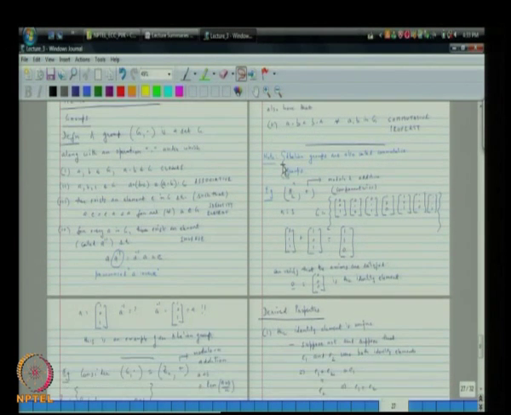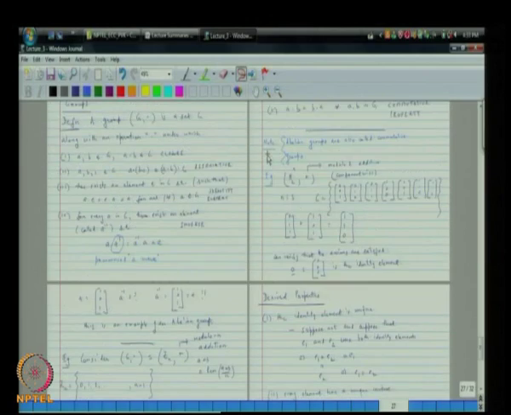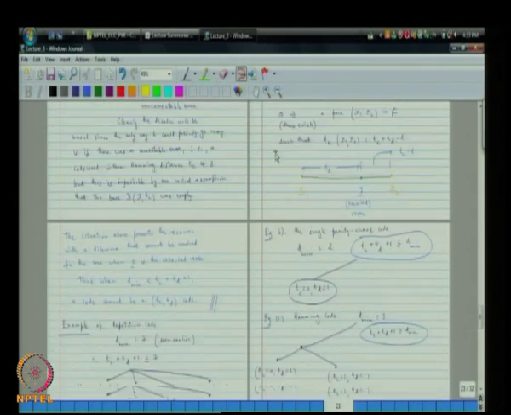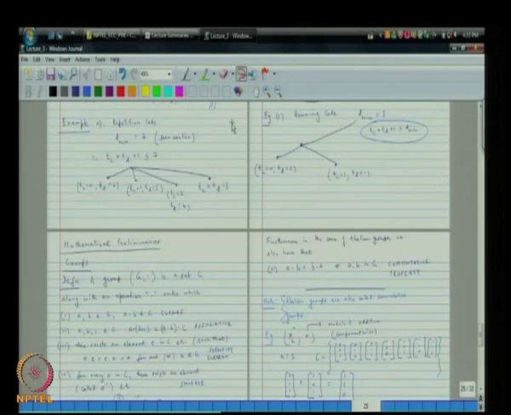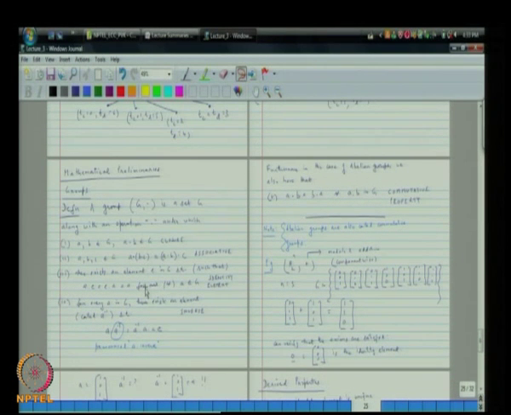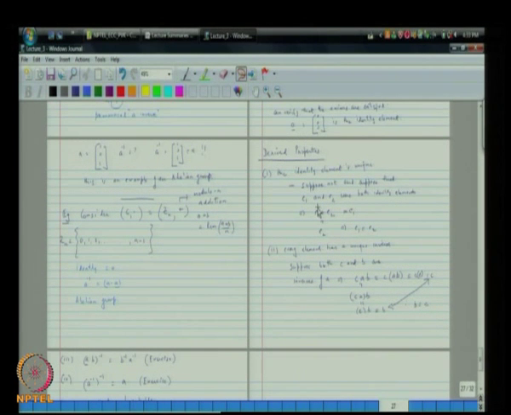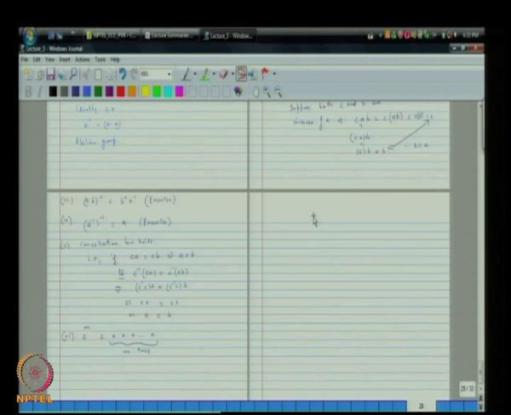Quickly reviewing this, on this side here you see the axioms that define a group, and then we looked at some examples. We looked at derived properties, that is properties that follow from the axioms, and that is about where we are. So, we will continue from there.